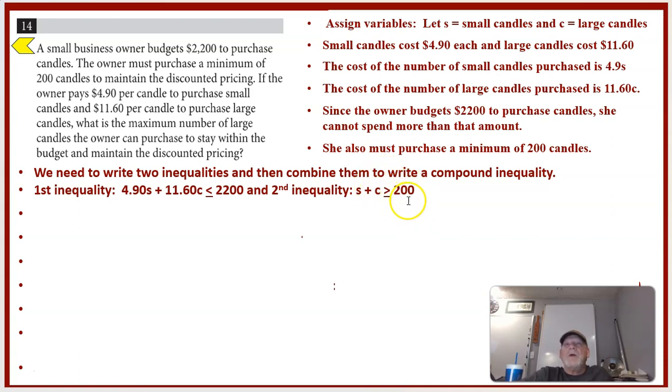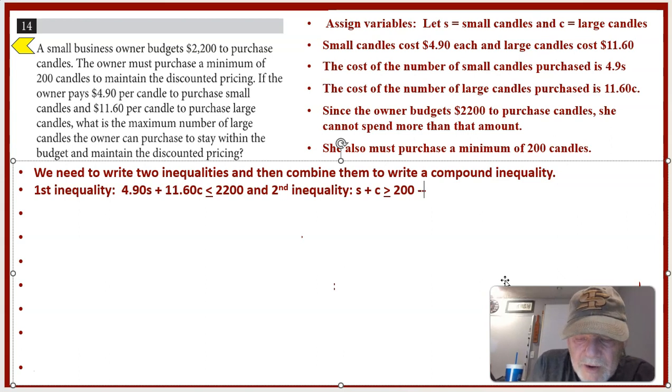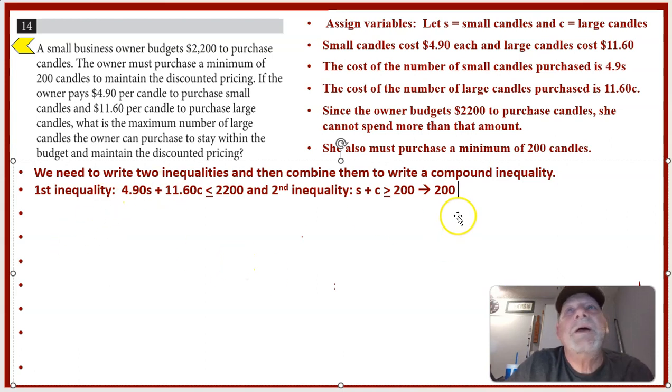I could have rewritten this, and I probably should have rewritten it. I can rewrite this like this. I can write this as 200, and then I can write it as less than or equal to, and I don't know how to underline that other than just using my pencil to draw.